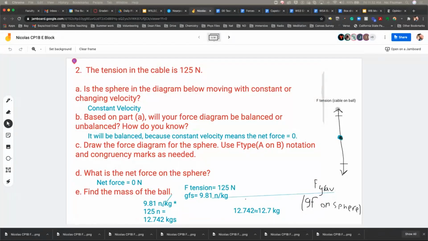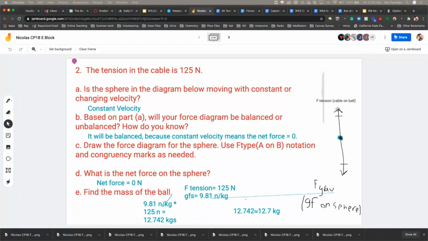So for our problem, it was similar to that problem before, but kind of in reverse of what we did, because instead of the kilograms, we had the tension, which was 125 newtons. So first we knew, because this is the same as the problem before, that it had constant velocity because the ball wasn't moving. And then because we knew that, we knew that it would be balanced and have a net force of 0.